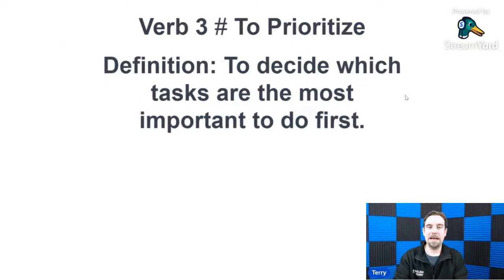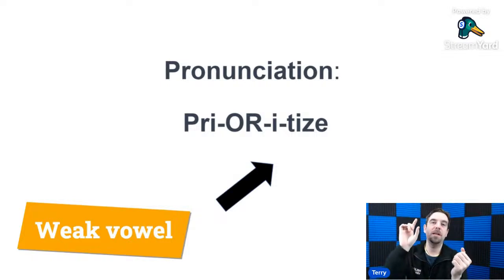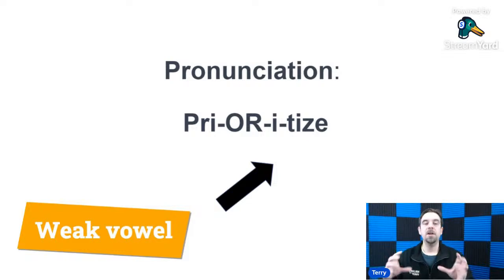Okay, so we're going to do our last verb, the verb 3 today, which is to prioritize. Now again, I think you all are familiar with the verb prioritize, but it's the pronunciation that really interests me, because it means to decide which tasks are the most important to do first. It's the letter I, a weak vowel. Now, especially if you speak Spanish, French, Portuguese, Italian, etc., your vowels are much stronger out there. So you always want to be careful with the pronunciation: prioritize. Prioritize. Okay.